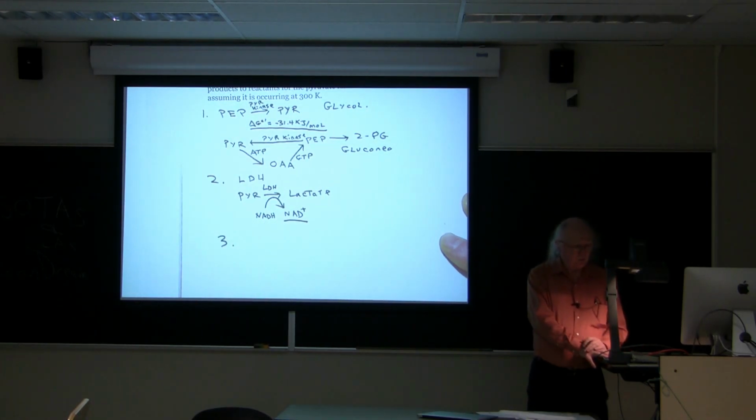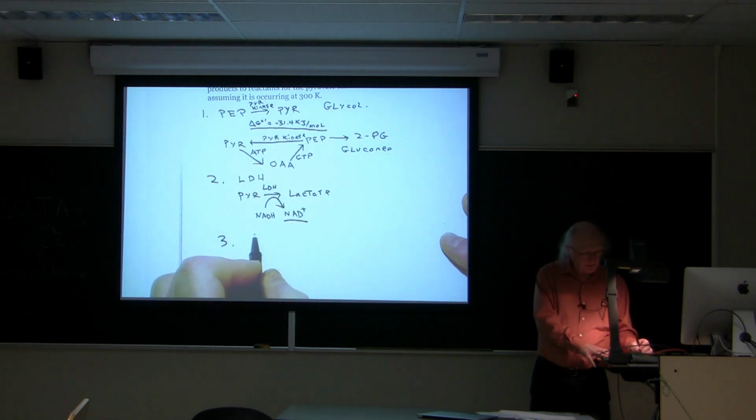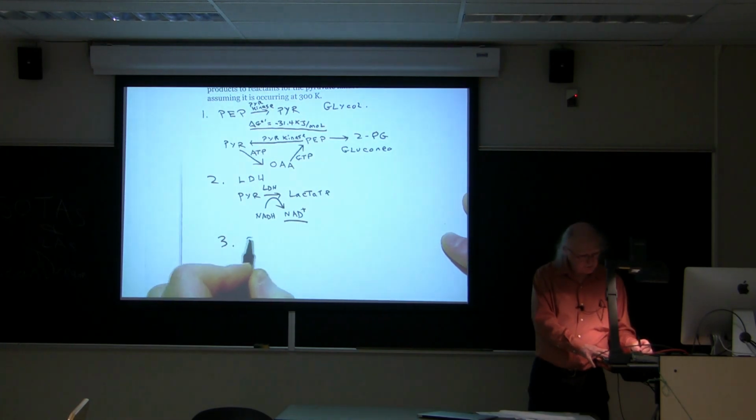Question 3 says a brewer hopes to speed up the brewing process by adding oxygen to the vat. Predict the outcome of this reaction. Well, remember, of course, that yeast and bacteria have a different process for fermentation than animal muscle cells do. In yeast, we have the following reaction that occurs in the absence of oxygen.